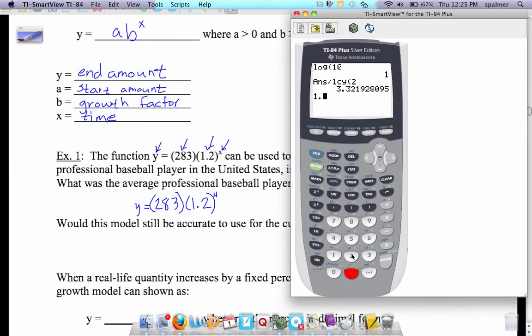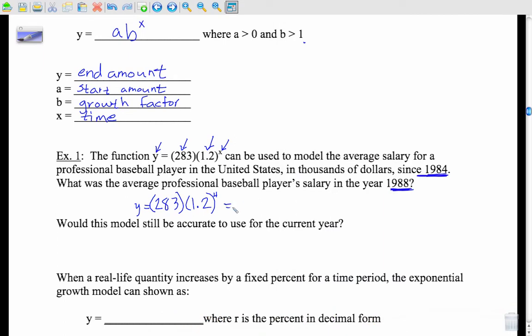I'm going to take 1.2 to the fourth first and push enter. So I'm going to go 1.2 to the fourth, enter, and then times 283. And you should get 586.828. This is talking about thousands of dollars, so thousands is 3 places, so you go 1, 2, 3. So technically, each player made around $586,828 on average.